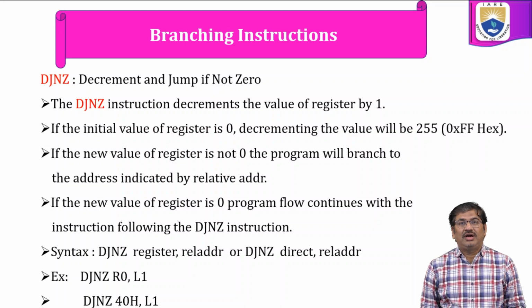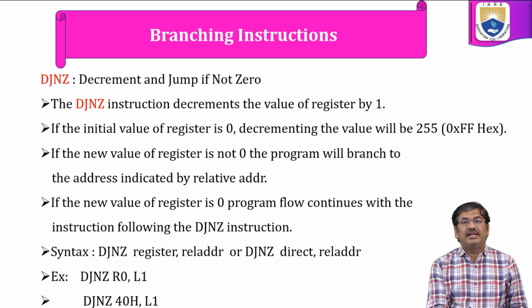Otherwise, we can have the operands. The decrement will take place either with the register contents or with a direct memory address. DJNZ direct, comma, relative address. Example, DJNZ R0, comma, L1. Second example, DJNZ 40H, comma, L1. So the first one is R0 we are going to check.